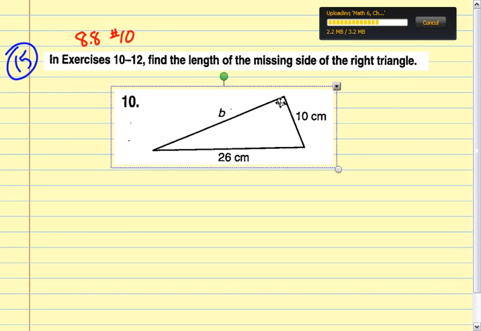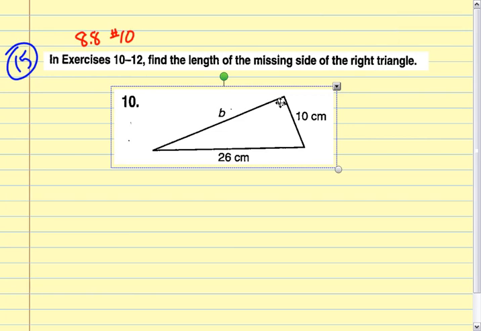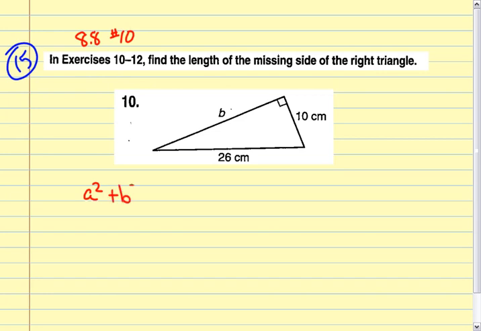Okay? Now, what are we going to use? Raise your hand. What are we going to use to find out that other side? We're going to use the Pythagorean theorem, which is what? Which is a squared plus b squared equals c squared. Beautiful. Okay?